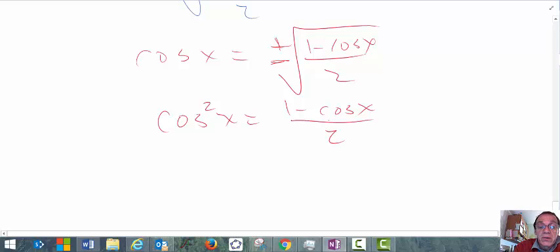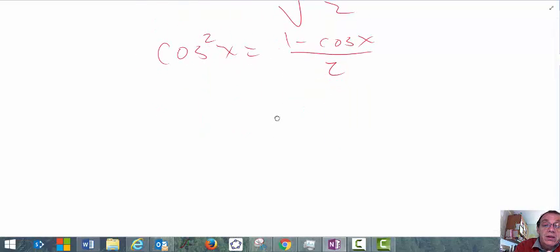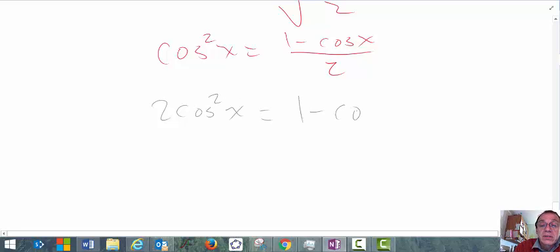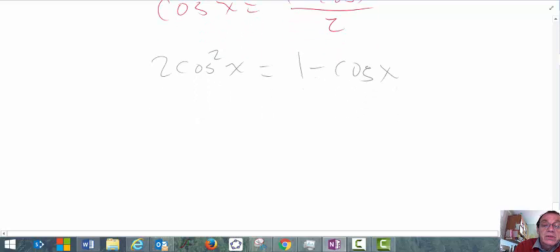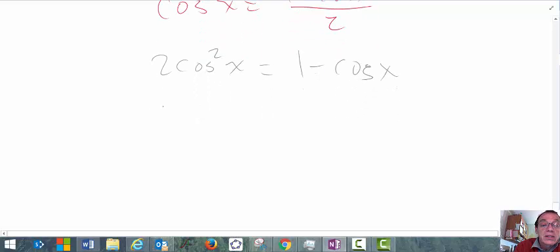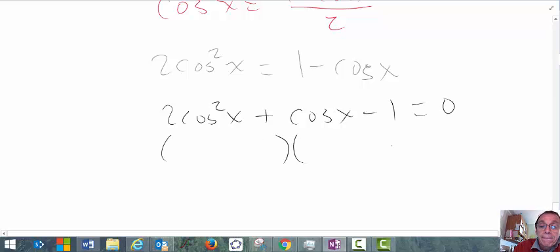Well, I think I'd like to move that all over to one side and make it equal to 0, because I think this is going to factor. But on top of that, I'd like to get rid of that 2. So I'm going to multiply both sides by 2. That gets me 2 cosine squared x is equal to 1 minus cosine x. Now we'll subtract them all over onto the same side, so we're going to end up with 2 cosine squared x plus cosine x minus 1. Guess what? This thing factors.